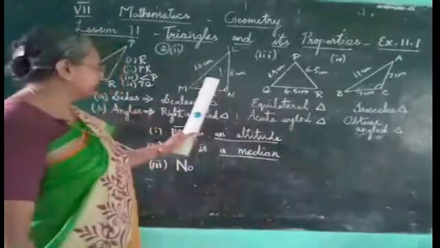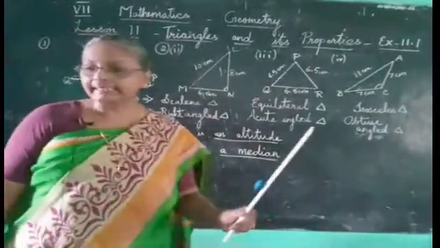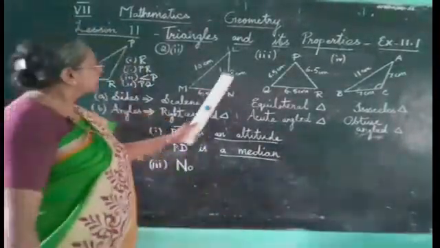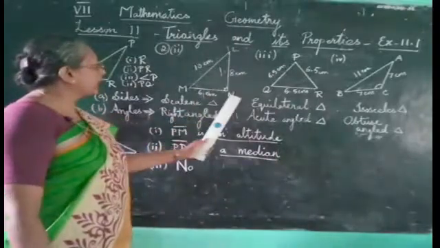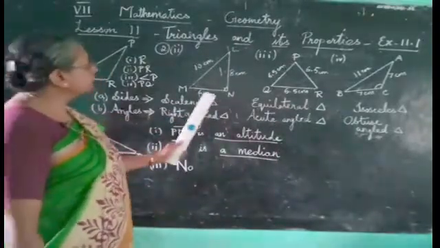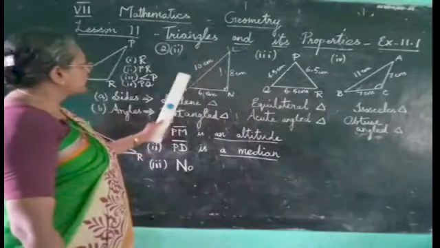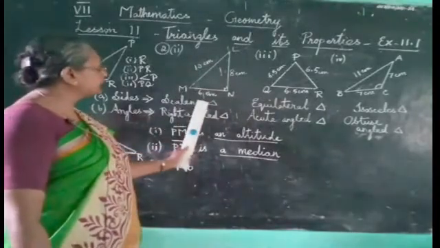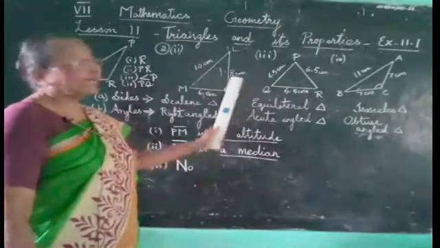So I will take the second subdivision first. You see the second subdivision. Here triangle LMN is drawn and the measures are LM 10 centimeters, MN 6 centimeters and LM 8 centimeters.